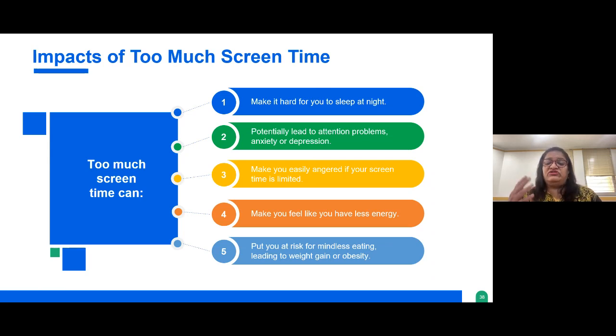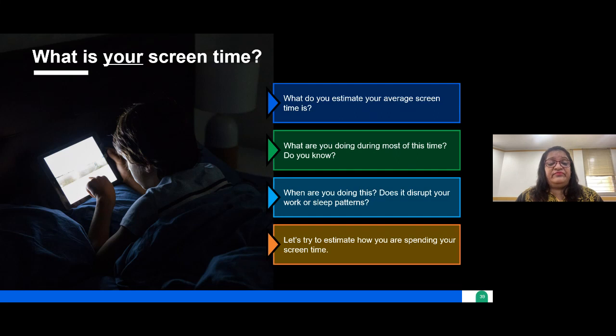And this is what we have to teach our children also. Don't get angered by the emotions and news posts that you see over there. It also makes you feel less energetic, so make sure that your screen time is minimal. Putting yourself at the risk of mindless eating while you're watching some reels or videos online leads to what? Physical gain, obesity. So we have to make sure that too much screen time is not happening. Can you go to the next slide, please?